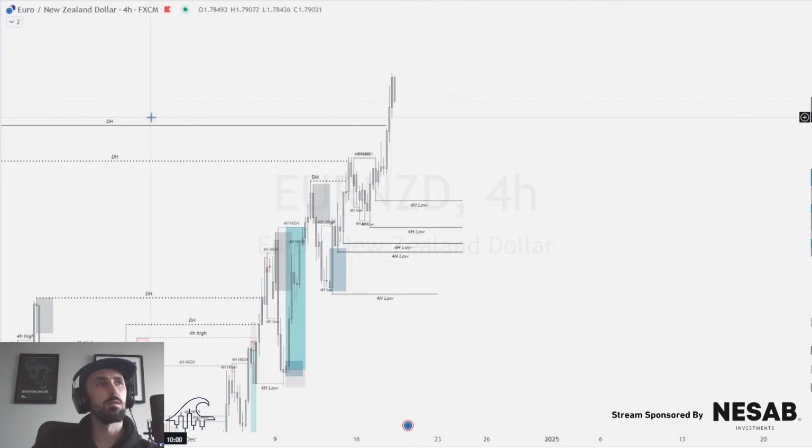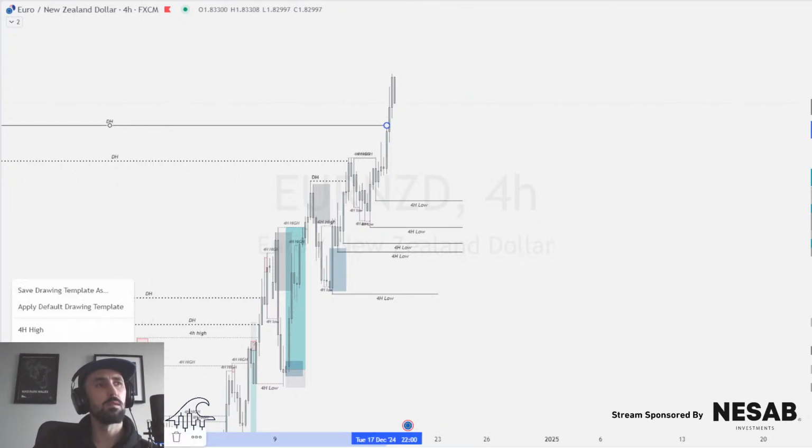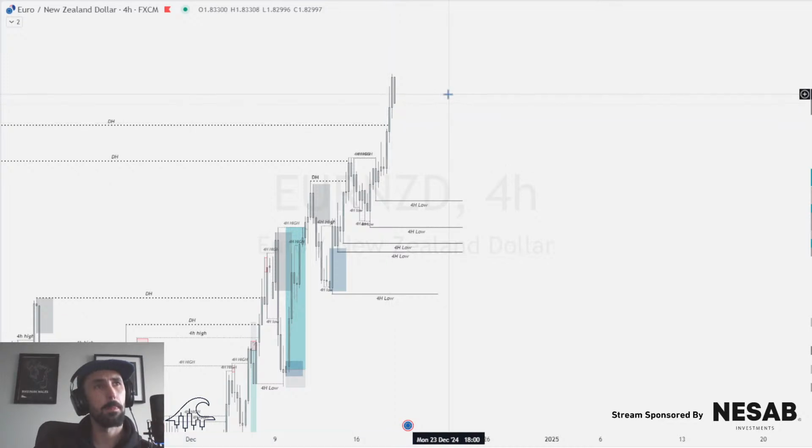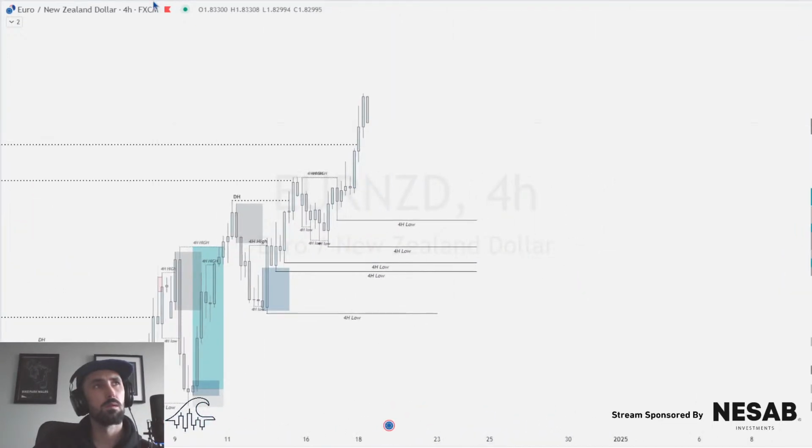So Euro NZD as well. We had a pretty clear run of the daily high. 4-hour lows are still in play. There's not really anything to mark up on this. We're bullish. Price went bullish.